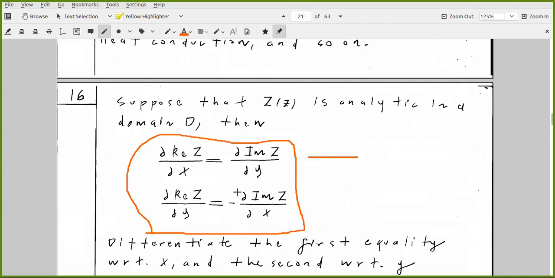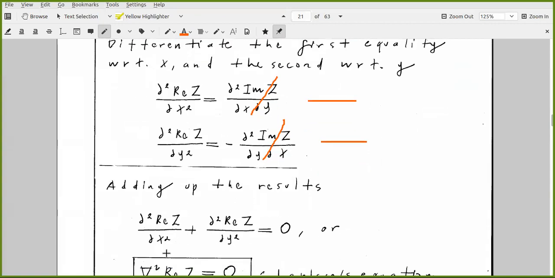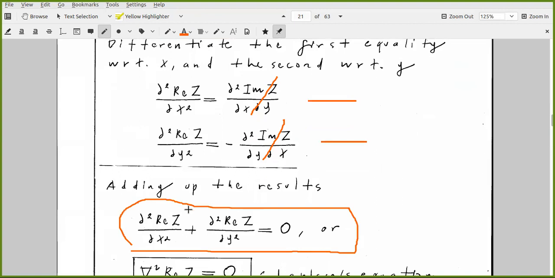Differentiate the first equation with respect to x, and you'll get d2 real z dx2 equals d2 imaginary z dx dy. And differentiating the second with respect to y, we find d2 real z dy2 equals minus d2 imaginary z dx dy. Order of differentiation is not important here. The first is from differentiation in x, the second is differentiation in y. Add them up. These are going to be canceled out, and you'll find this result, d2 real z dx2 plus d2 real z dy2 equals 0.